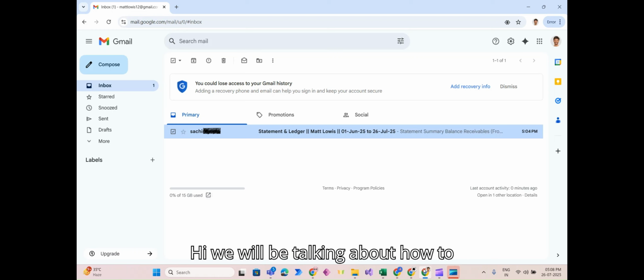Hi. We'll be talking about how to send an account statement and ledger transactions to a customer. The process is the same for both contacts and accounts. Contacts are B2C, while accounts are B2B.